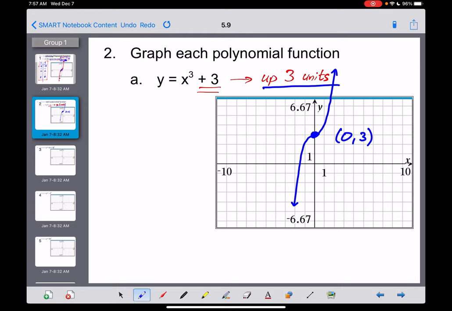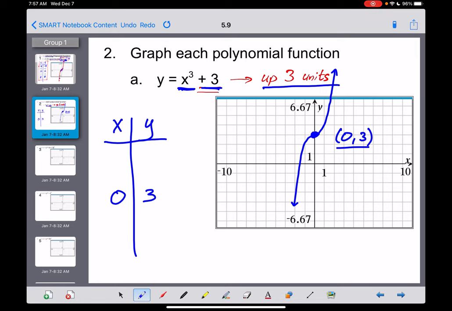Now, if the directions just say to graph it, that's probably good enough. If your directions specifically tell you to include a table with 3 values or 5 values or something like that, you might need to do this. Furthermore, this is just going to verify, I hope, that we got this right. Let's put that 0 in first, and let's do the math, everybody. 0 cubed is 0, and when we add 3 to that, we get 3. Sure enough, that's the point I was expecting.